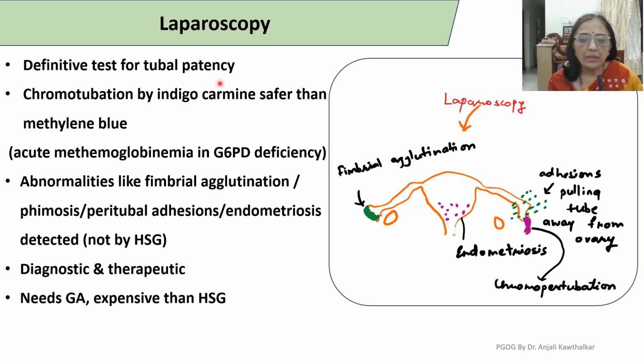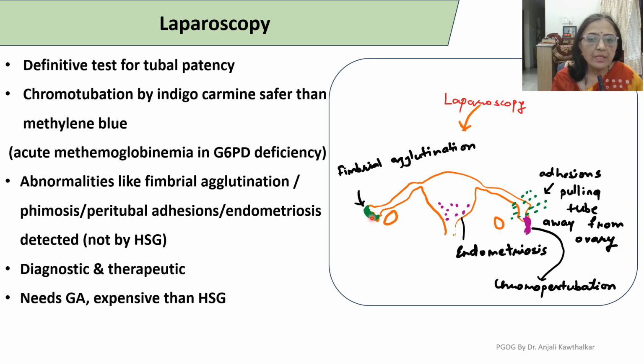In addition to that, what cannot be detected by HSG but can be by laparoscopy is that we can visualize and detect abnormalities like fimbrial agglutination. So the fimbriae are agglutinated, or adherent to each other, because of the presence of adhesions.